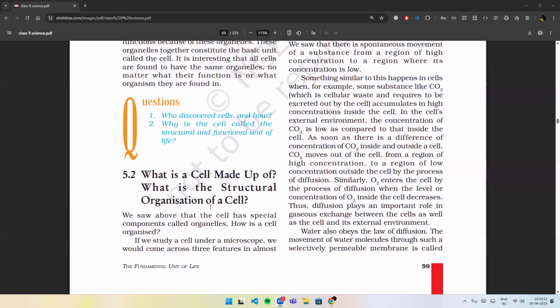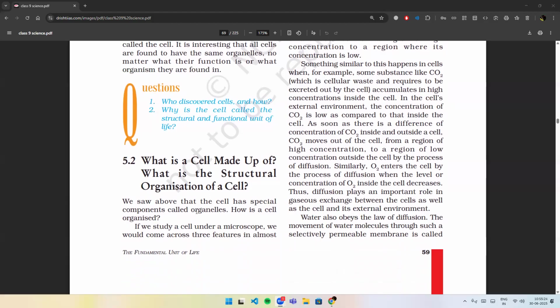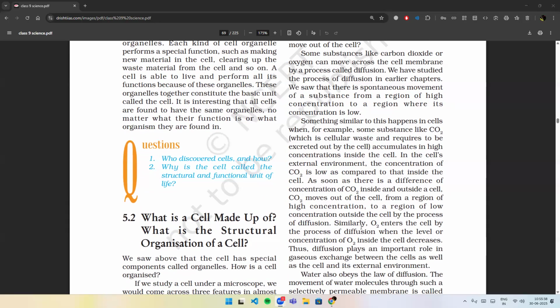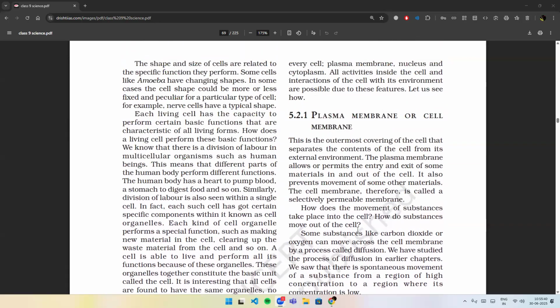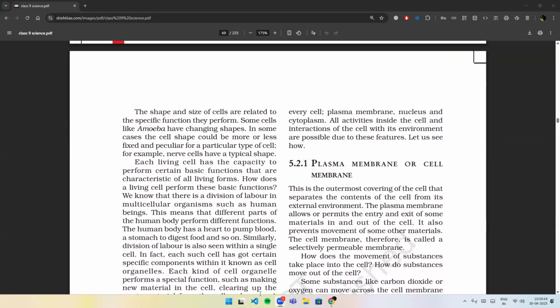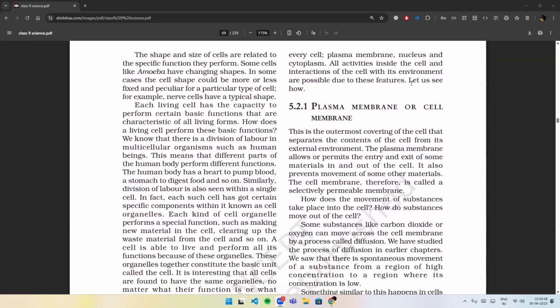What is a cell made up of? What is the structural organization of a cell? We saw above that the cell has special components called organelles. How is a cell organized? If we study a cell under a microscope, we would come across three features in almost every cell: plasma membrane, nucleus, and cytoplasm. All activities inside the cell and interactions of the cell with its environment are possible due to these features. Let us see how.